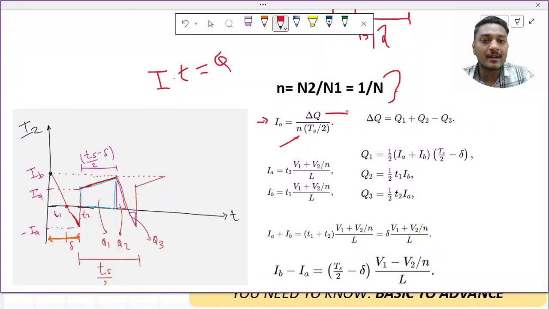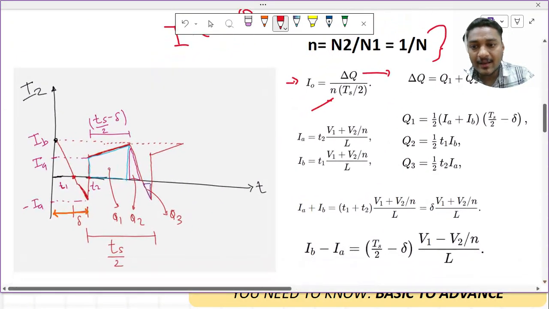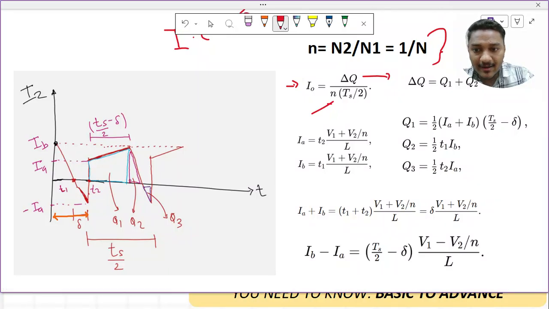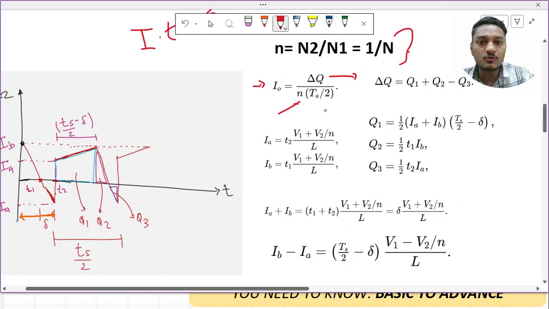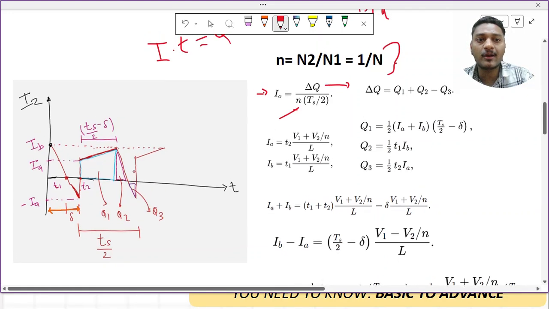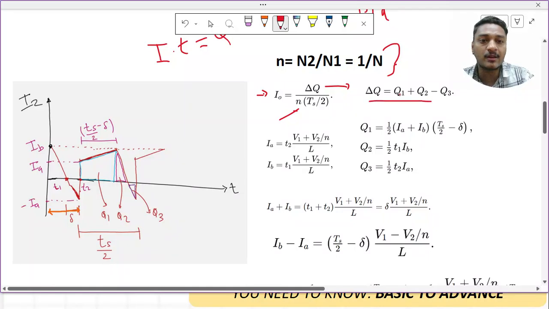Now what is this delta Q? I have marked three regions in the figure. If you see this I2 curve, there are three regions, like three triangles. This is the first trapezoid, then the second one, and a small third one, which is just the same as this particular one. So the first area plus the second area minus the third area Q3 will give me the overall delta Q. This is a very simple thing. From the area calculation of this curve, I am going to derive my expression. So delta Q here is Q1 plus Q2 minus Q3.